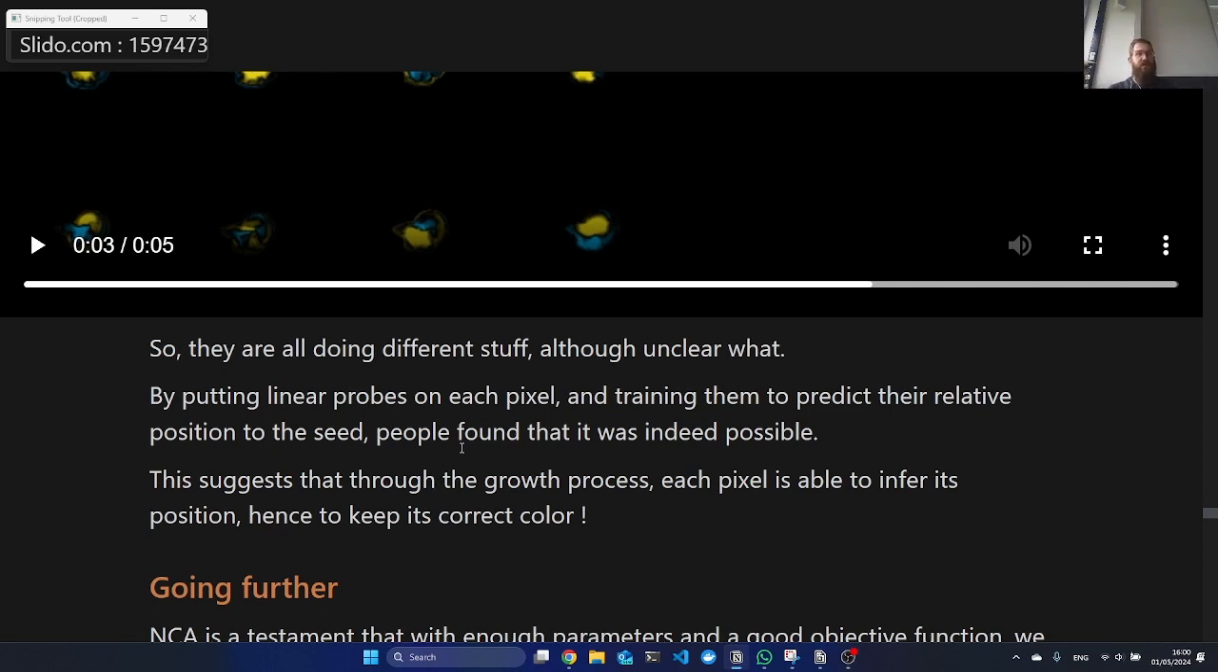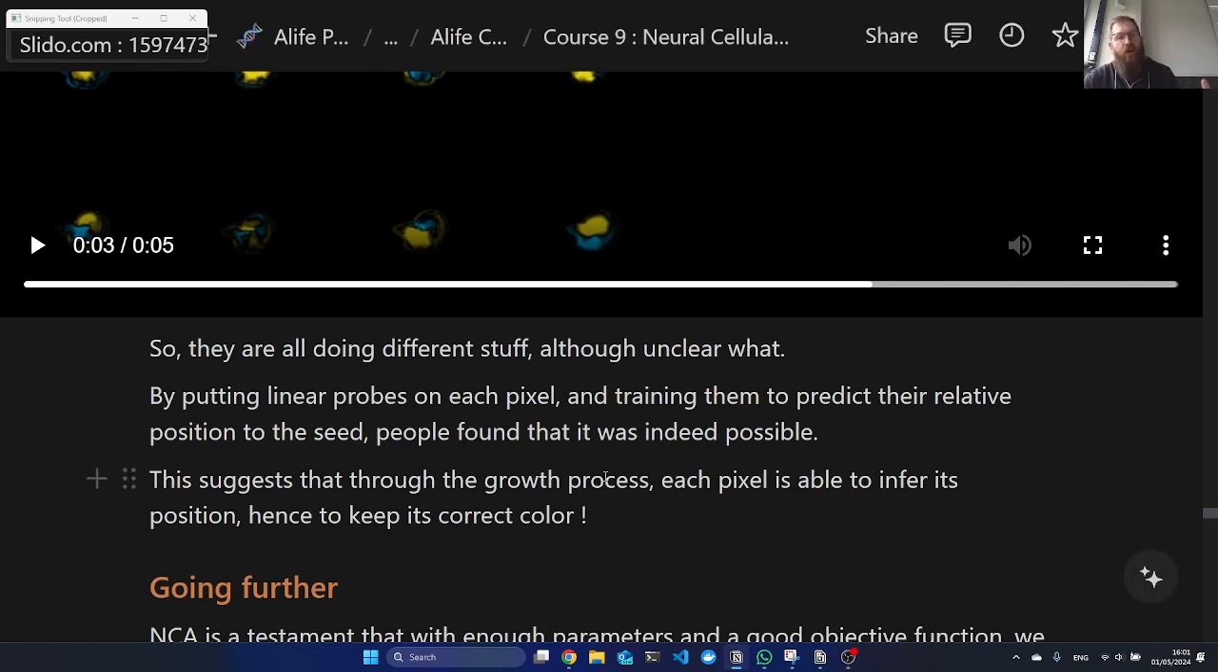Okay, so it was possible to train a probe that, given a pixel in the fish, would tell you, I am the pixel at position 22, 24. So somehow during the growth process, there is a signal propagation that the pixels exploit to learn about their position, and that's how they are able to maintain this color perfectly. Okay, at least that's one way.